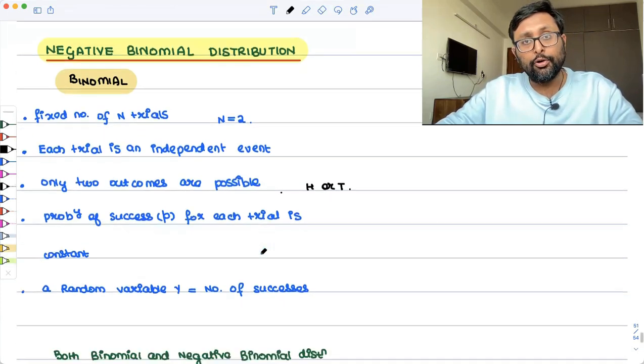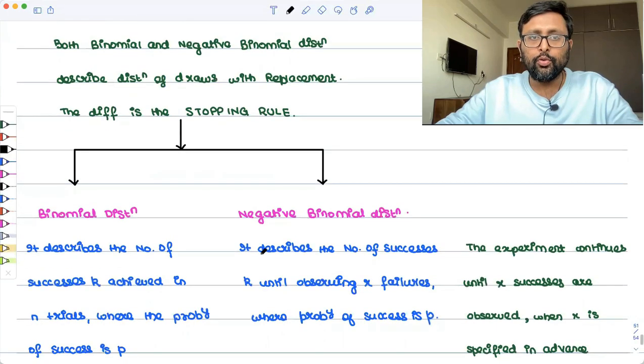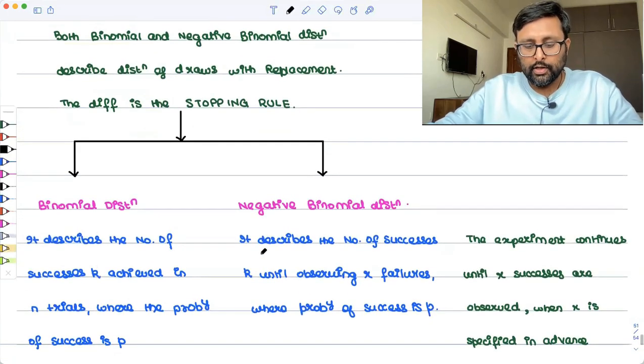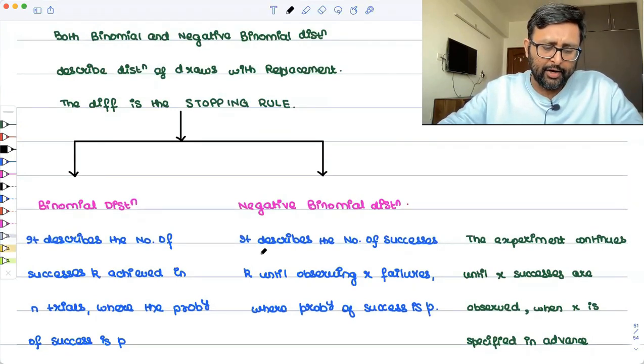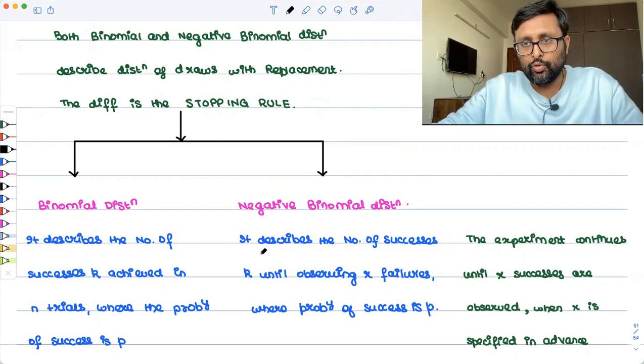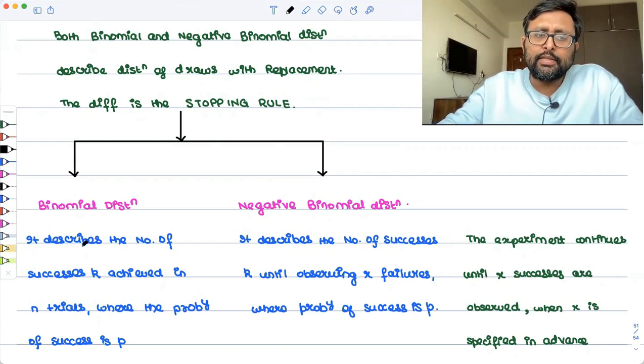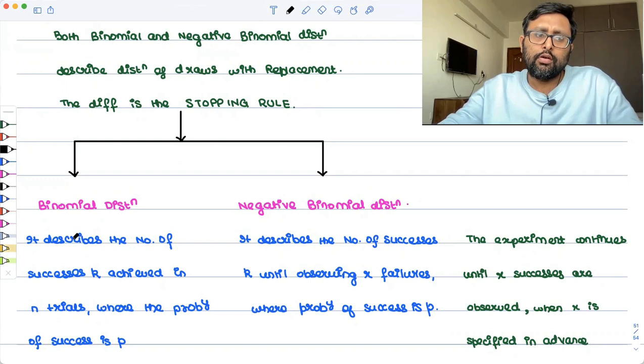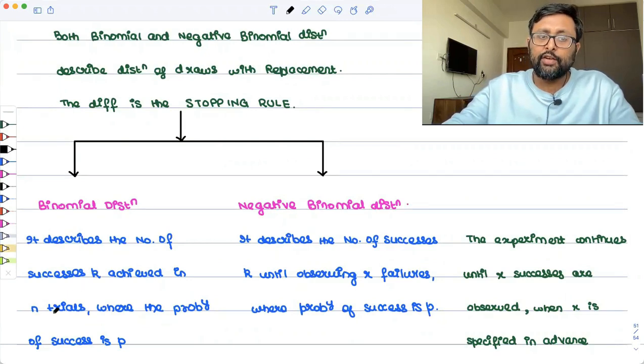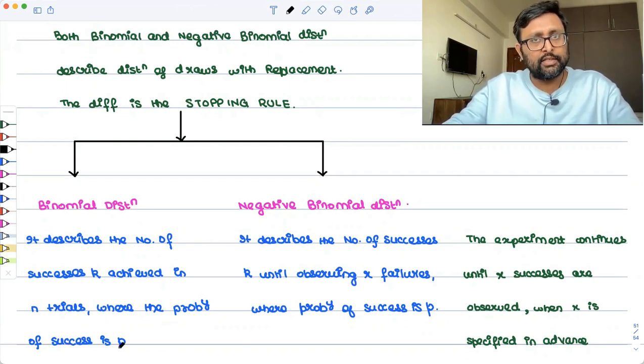But how do you distinguish it from the negative binomial distribution? Mind you, there is not much difference between them. The difference is just this: in case of negative binomial distribution, you have the stopping rule. You have a stopping rule even in the binomial distribution in a way, because in binomial distribution you are given a fixed number of trials. In the question we have, you toss a coin 2 times, how many times head is going to appear? It is telling you the number of successes K achieved in N trials, where the probability of success is P.